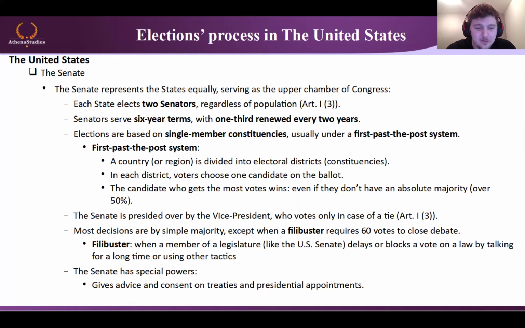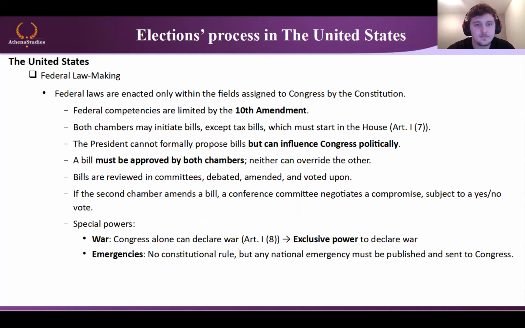These words, you might encounter them, for example, in an exam. So at least you won't be surprised, I hope. And the Senate has special powers. It gives advice and consent on treaties and presidential appointments. And so the US has federal lawmaking. So it makes law in a federal manner, because it's a federal system. Laws are enacted only within the fields assigned to Congress by the Constitution. And these competencies are limited by the 10th Amendment.